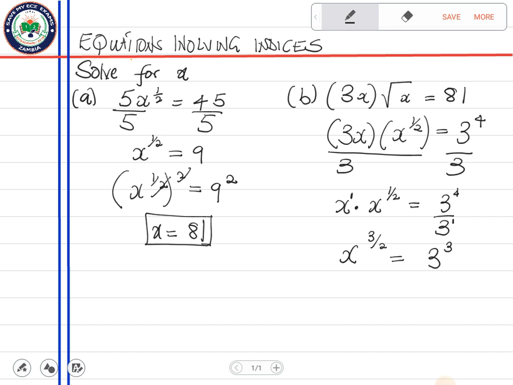You see now? If I want to remain with x here, what can I do? I'm going to multiply both sides by the reciprocal of this power, so that I can get rid of this and remain with x equal to, of course this and that go, I remain with 3 to the power 2, and my x remains 9.